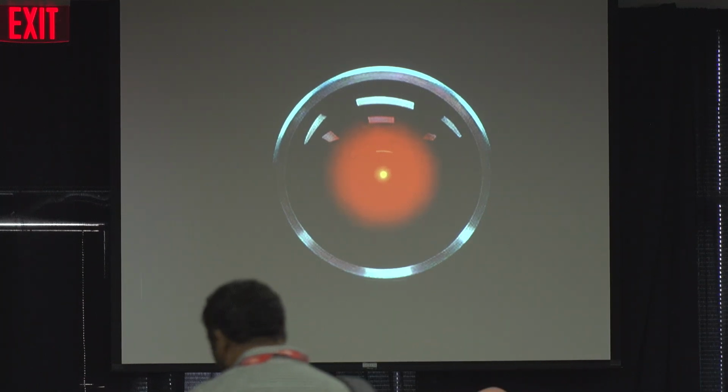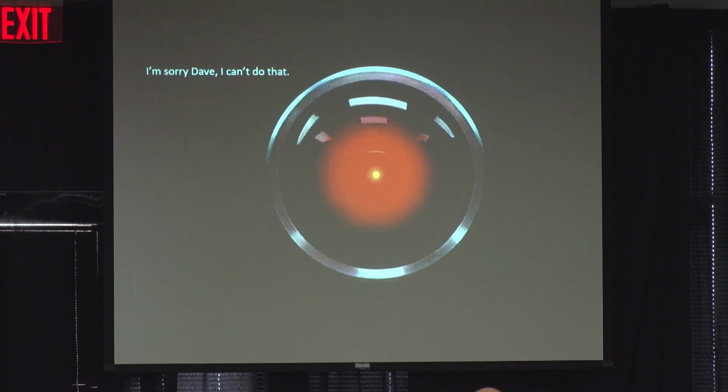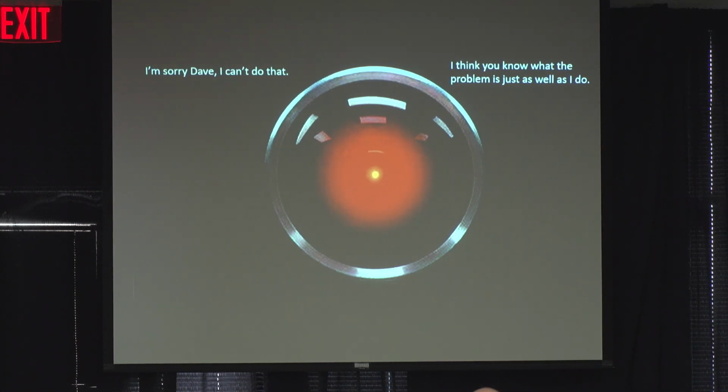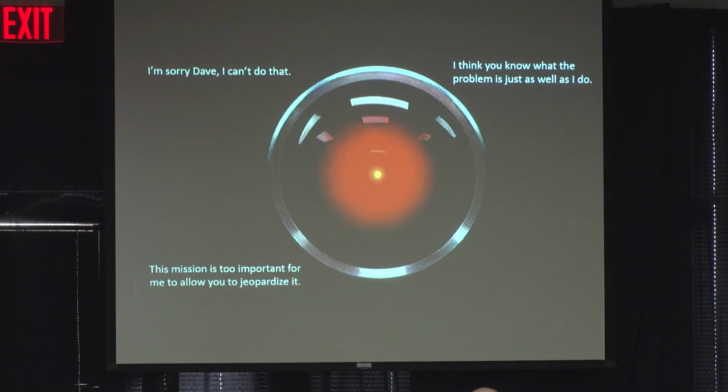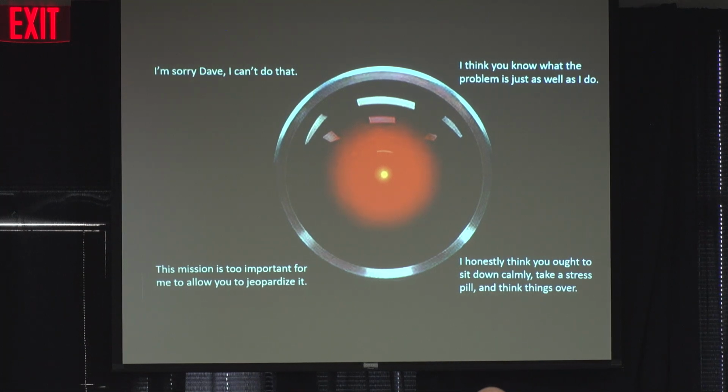Rogue AI is agentic systems misaligned to your goals. This alignment is an important quality. You guys may remember HAL or Skynet. You know, we have lots of tales of rogue AI, so we're going to dig into it a little bit.